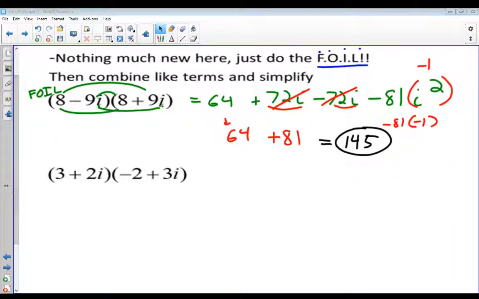So again, not anything too different. Why don't you take a moment to try the second one on your own? Pause the video, try it, and then resume the video to check your work. Do that now.